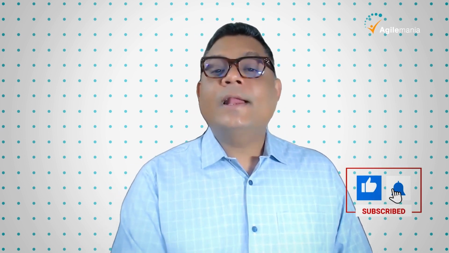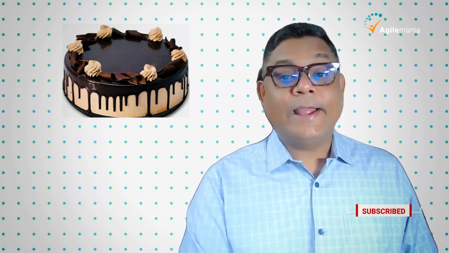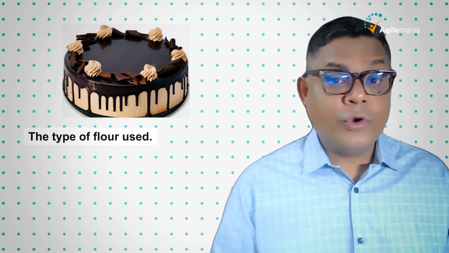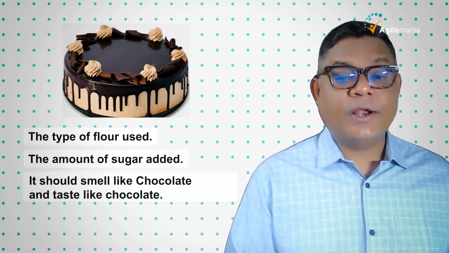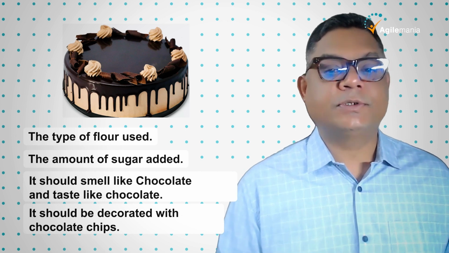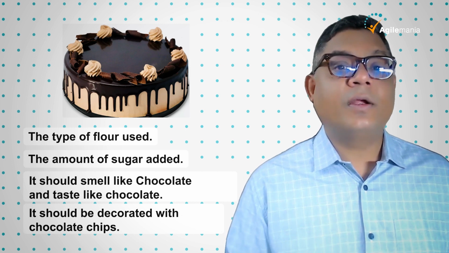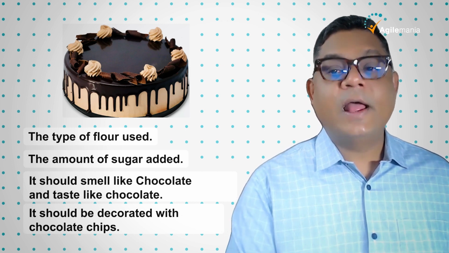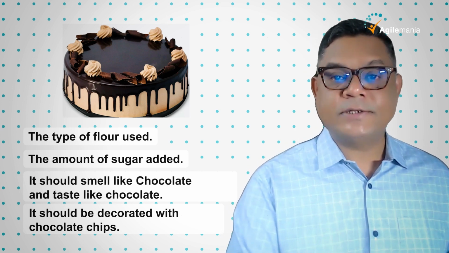Sure. Let's say you want to bake a chocolate cake for your friend's birthday. Now, the acceptance criteria for your cake could be something like this. The type of flour used, the amount of sugar to be added, it should smell like chocolate, it should taste like chocolate, and it should be decorated with chocolate chips. That's how your friend would expect your cake to taste. And how do you test whether the cake meets all these requirements? That defines your acceptance criteria. Okay, I get it.